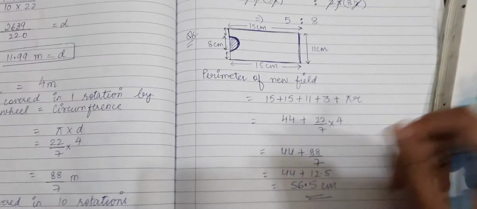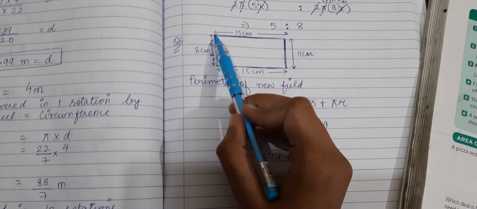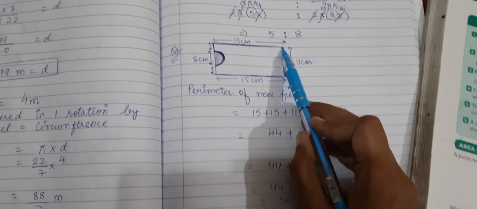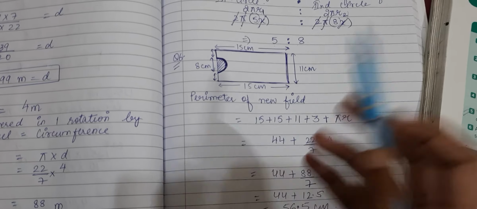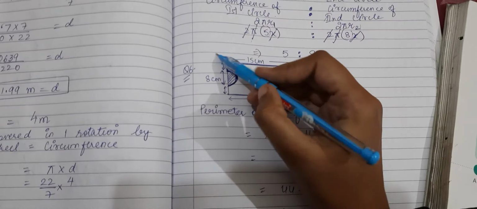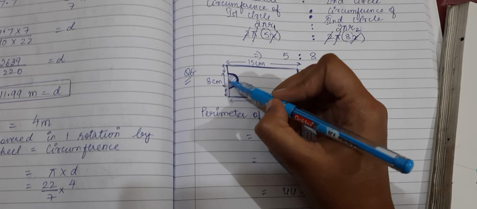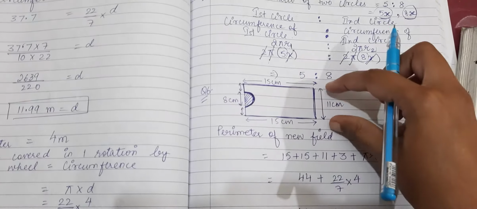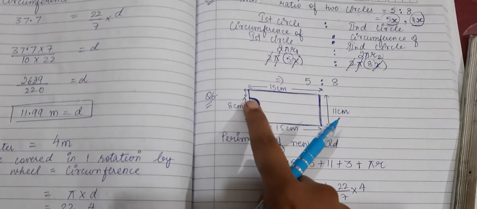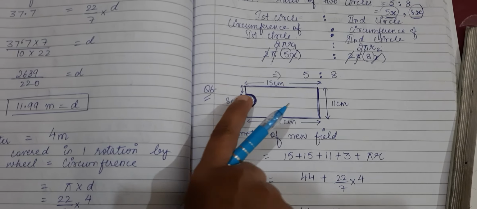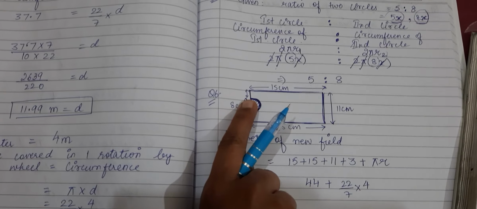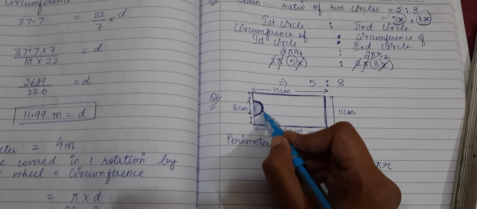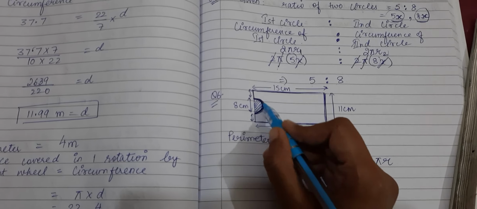The perimeter of the new field is going to be 15, 11, 15. Now if you see, this 8 is cut out. This 8 value is cut out, right? So what is left? Out of this 11, 8 is cut out. How much is left? 11 minus 8 is 3. So here I have written 3. And this I have to add, and the value of this is pi r.